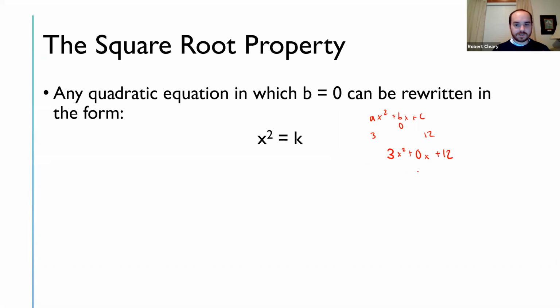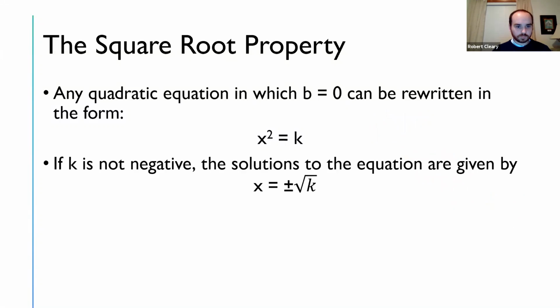We can get rid of the 0x because we know it's 0, so we have 3x squared plus 12. And then if we want to write that in this form, we can subtract the 12 from both sides. Let's say this is equal to 0 to start. We have 3x squared equals negative 12, and then we can divide both sides by 3. All we're left with is x squared equals negative 4 in this case. So we can rewrite any of those equations, as long as b is equal to 0, as x squared equals k.